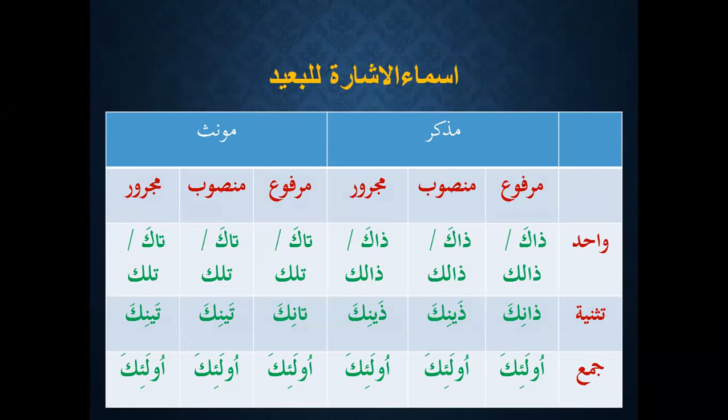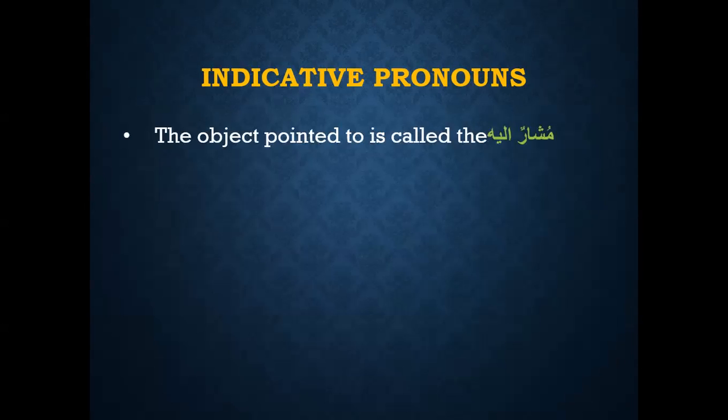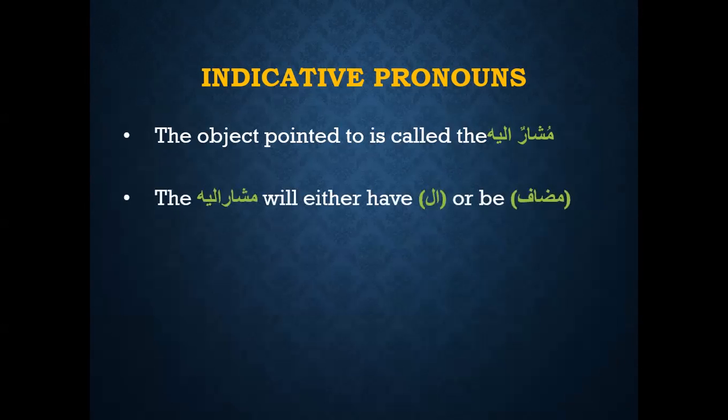Okay. And tathniya, dhanika, dhaynika. And for muannas, tanika, taynika. And plural, ulaika. Okay. And then we mentioned ism ishara and musharun ilayh. So the words used, hada, dhalika, ulaika, tilka, all of those, in tathniya, jama, mudhakkar, muannas, are called asma'ul ishara. These kalimat are called asma'ul ishara, and they are ma'rifa and they are mabniyat. They're from the ma'rifa group, yes, one of those 7 categories.